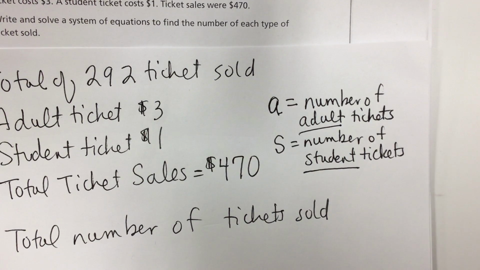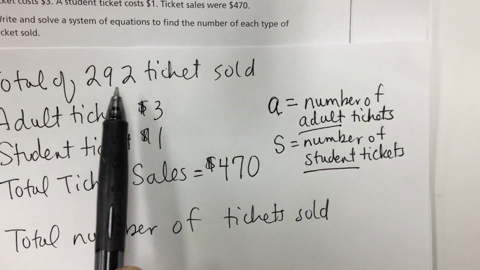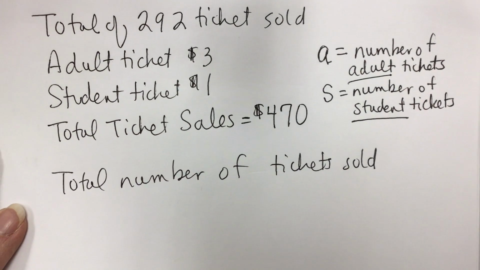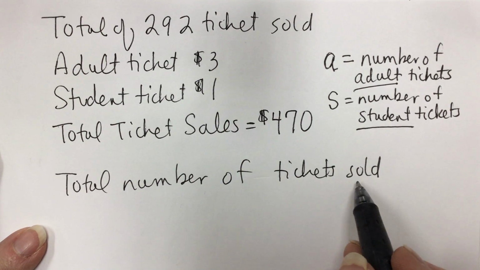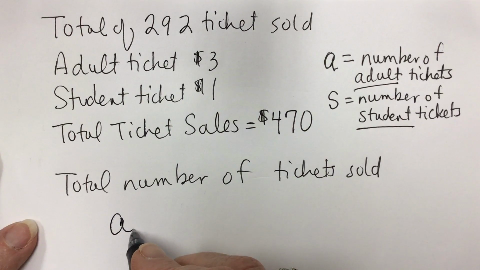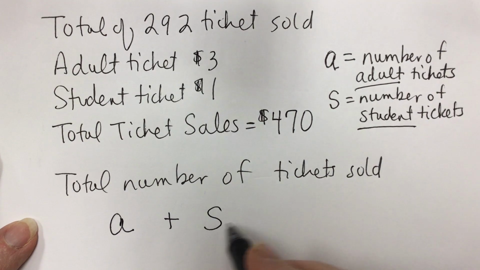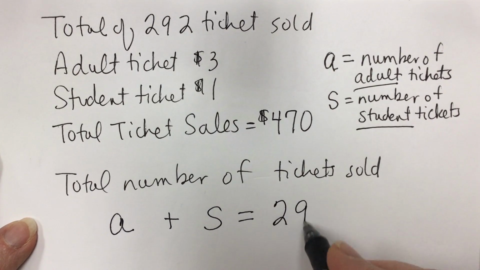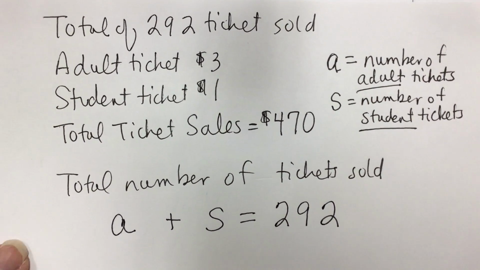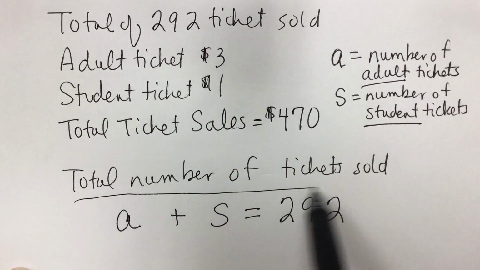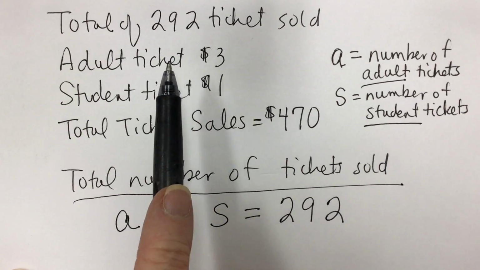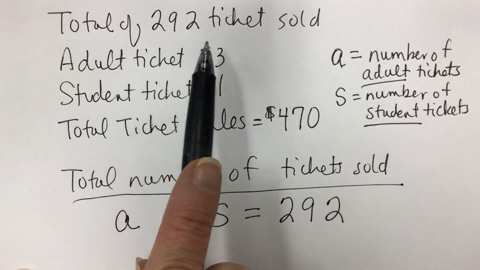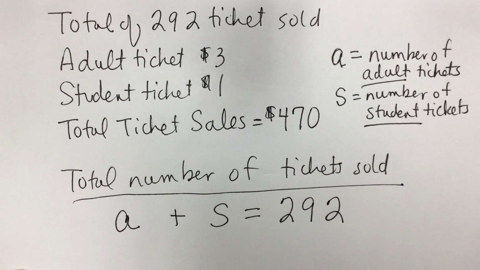Okay? Now, we know the total amount of tickets was 292. So, therefore, I'm going to write my first equation representing the total number of tickets sold: all the adult tickets plus all the student tickets equals 292. So that's my first equation, representing the number of tickets sold. I don't know how many, but I do know the adult tickets plus the student tickets equals 292 because I was told that 292 tickets total were sold.